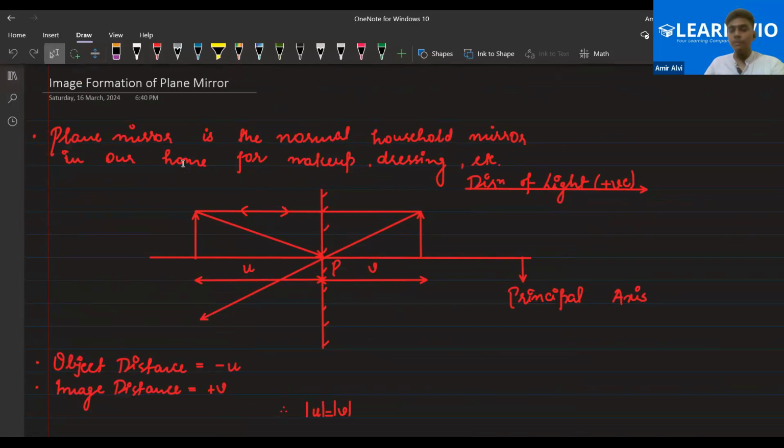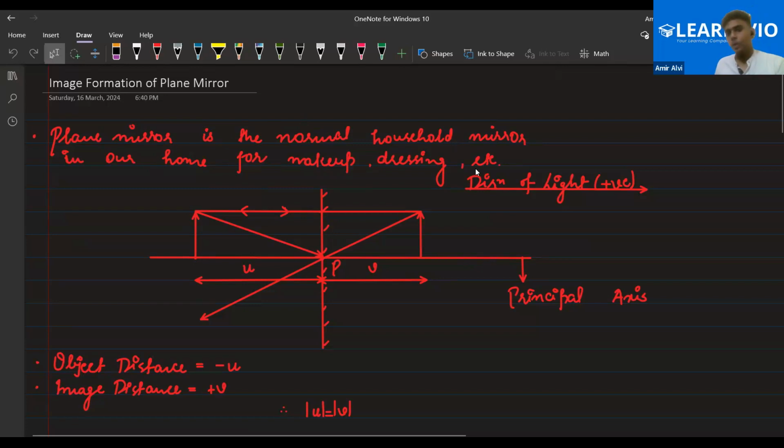So the plane mirror is the mirror that we use in our homes, in the dressing mirrors. You must have seen the dressing mirror that you use to dress yourself, that is called a plane mirror. That is nothing but a plane mirror. Clear everyone? So the plane mirror is the normal household mirror in our home for makeup, dressing, etc. Right?